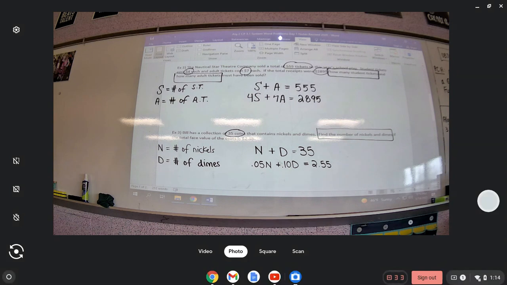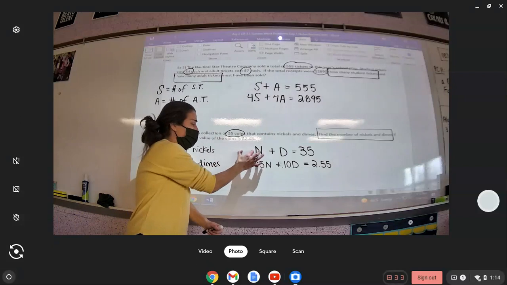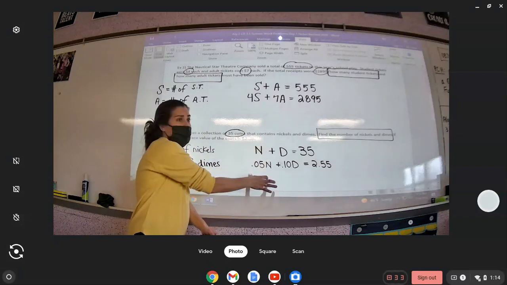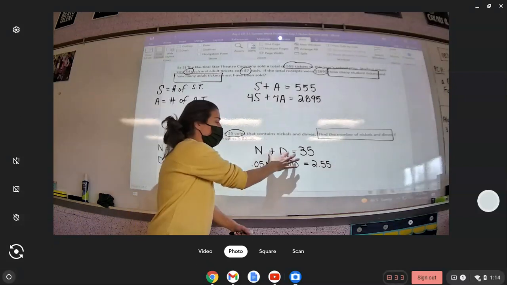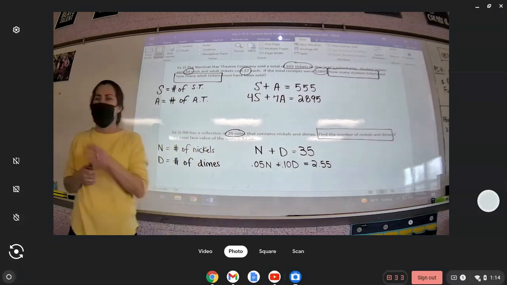All right, now if I'm you guys, and I don't mind decimals, I just use a calculator. I would get a negative 0.05 in front of this N, so my N's cancel. Or I would get a negative 0.10 in front of this D, so my D's cancel. That's how I would choose to solve it.